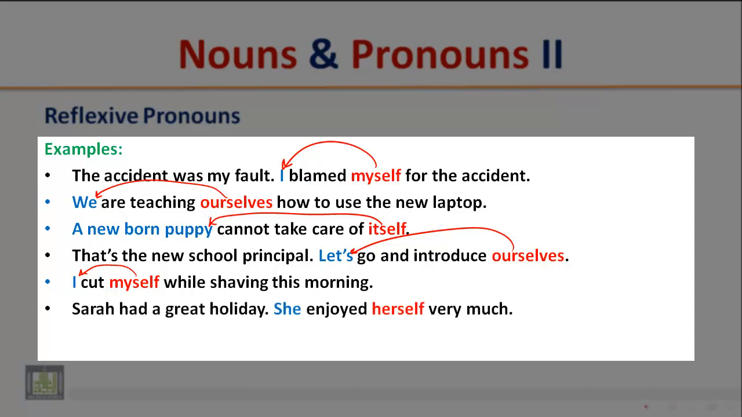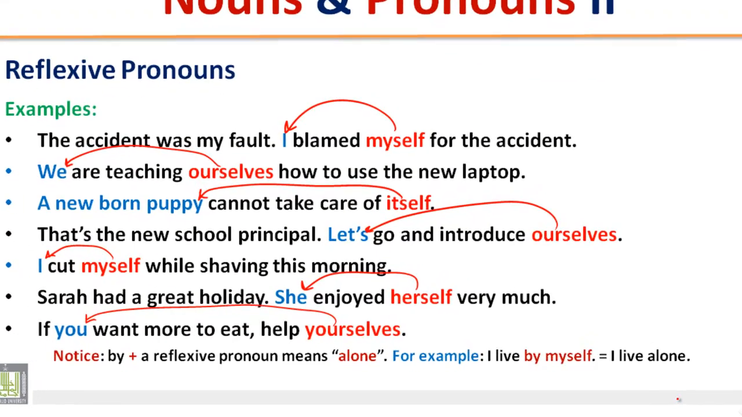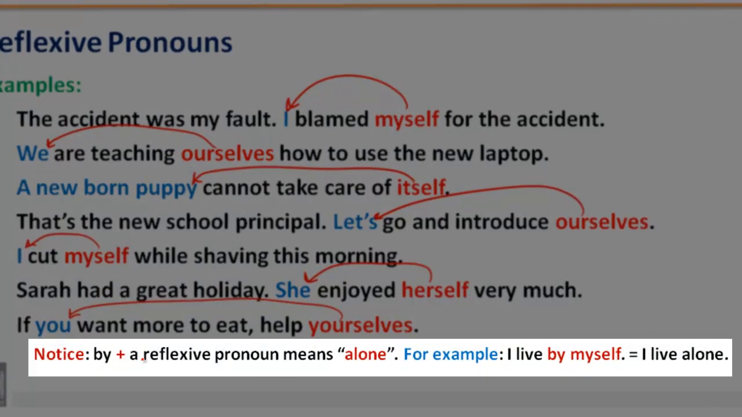Sarah had a great holiday. She enjoyed herself very much. Herself refers to she. If you want more to eat, help yourselves. Yourselves refers to you. Notes. By plus a reflexive pronoun means alone. For example, I live by myself. This sentence means I live alone.